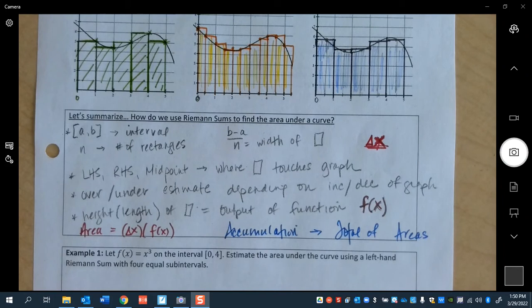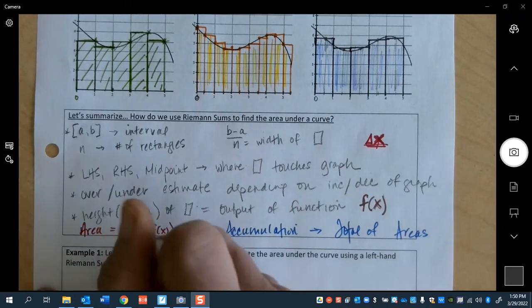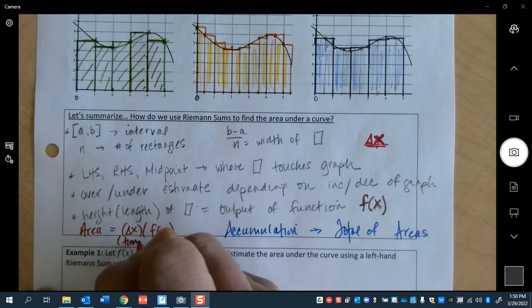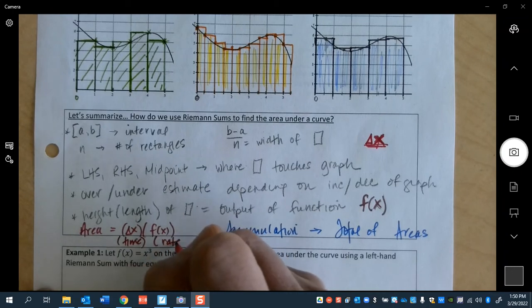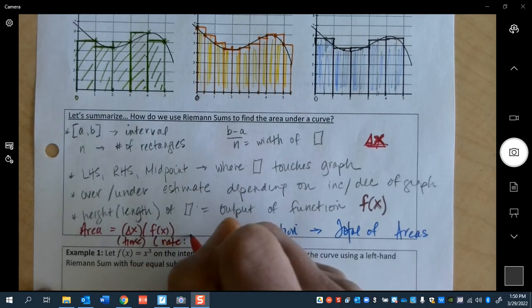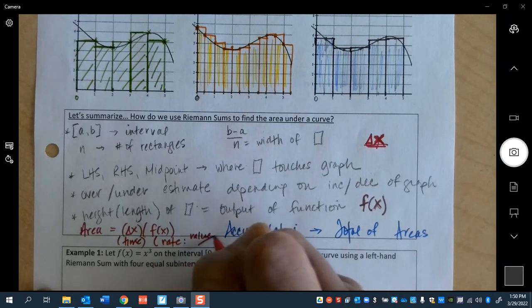You are finding the area of each rectangle, and that is going to be your change in x times your f of x, your output value. And then the accumulation is when I add all of those areas up together. If you're a person who's always interested in the units, this is usually my time, and this is some kind of rate where it's some kind of value per time.